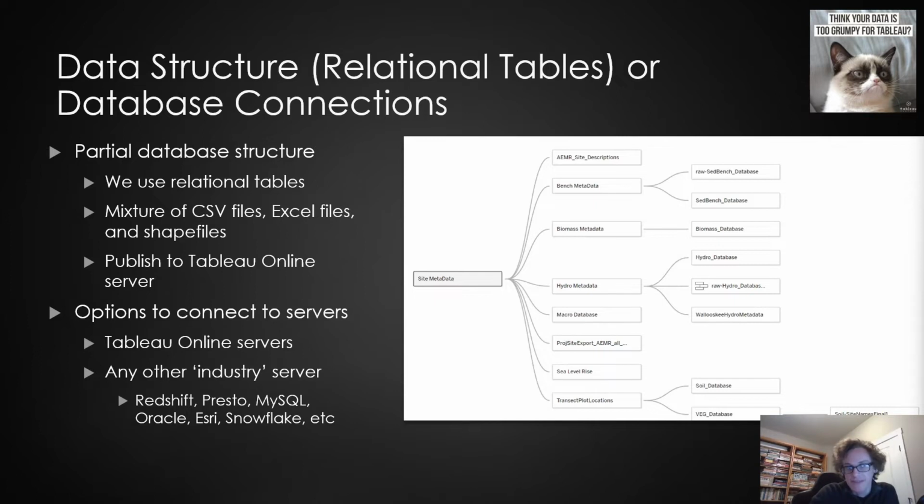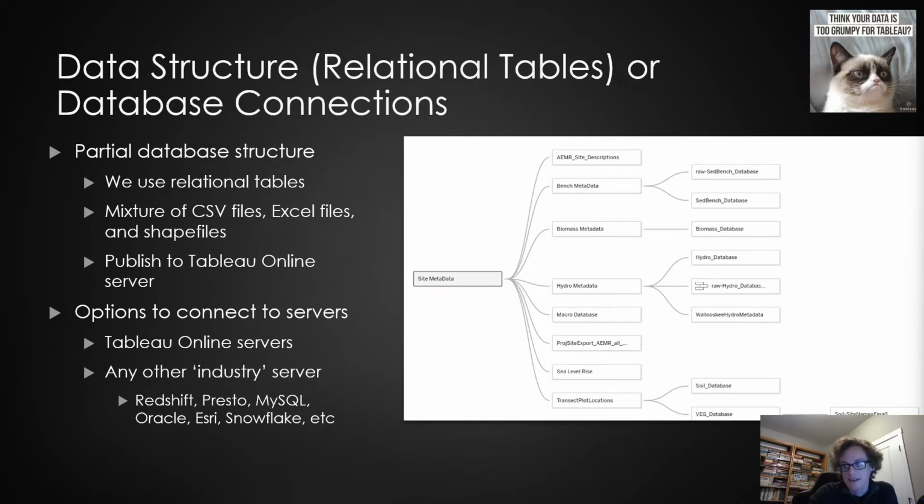So we have a mixture of CSV files, Excel files, and shape files. We also have some other file types, but that's unimportant. Those three file types are pretty commonly used for all of us, I think, and you can easily map them together based on the project name or the date or elevations or whatever. You can publish this data so multiple people can draw from the same tables as well.